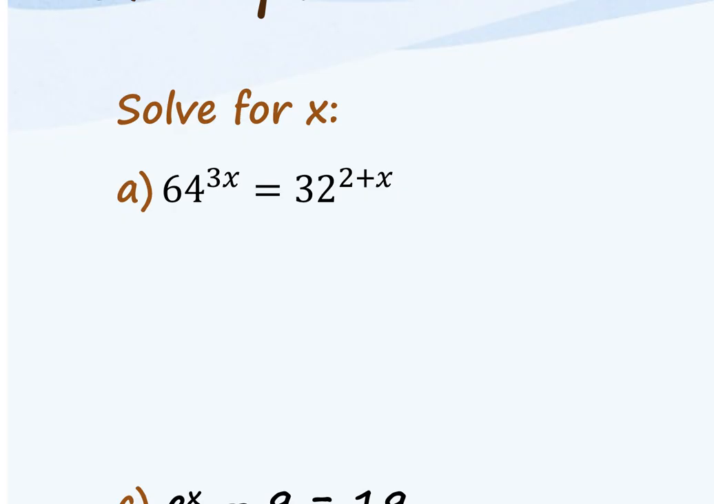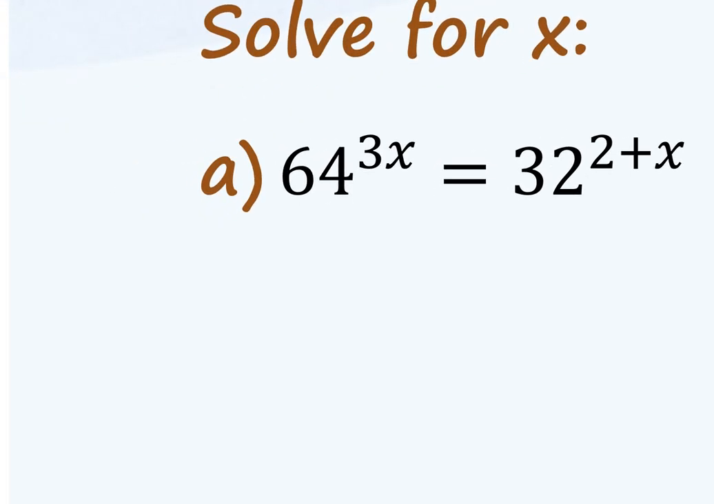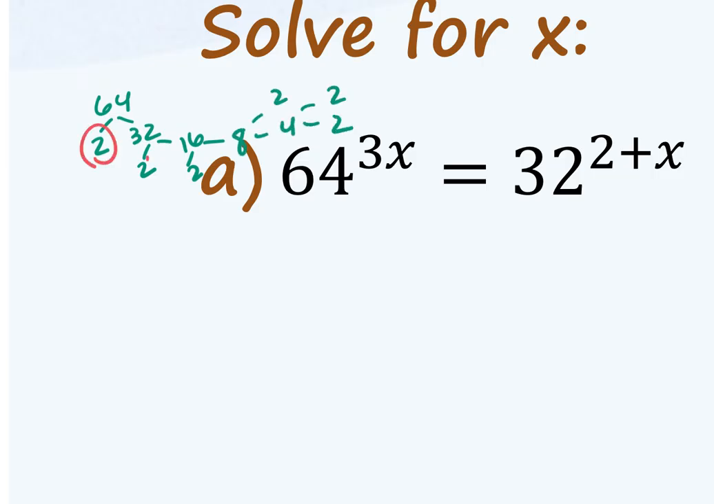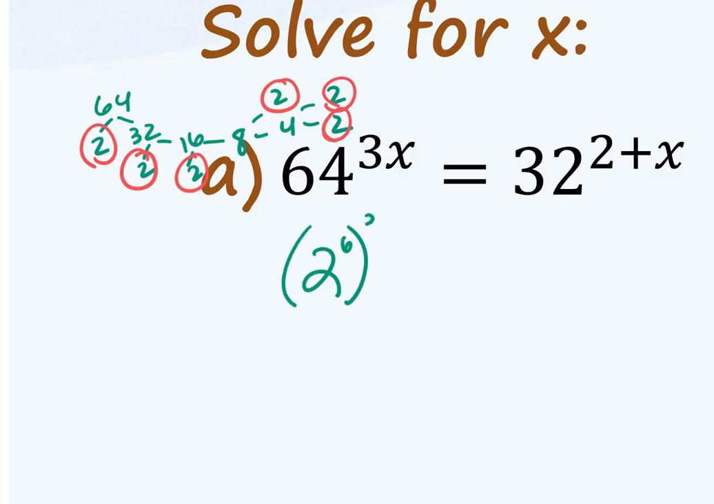Good. I can change these to be the same base, right? What is a power of both a base of both 64 and 32? 2. If you don't know, because this would be something you wouldn't have a calculator for, I'd take 64 and break it down: 2 and 32, 2 and 16, 2 and 8, 2 and 4, 2 and 2. And there are 1, 2, 3, 4, 5, 6 2s. So that is 2 to the 6th raised to the 3x.